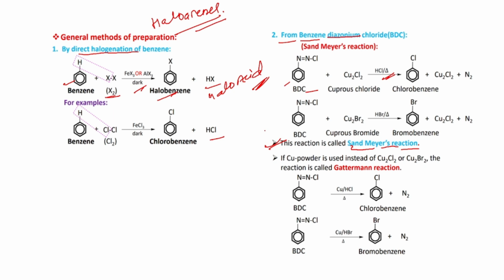So the next one is, if Cu powder is used instead of Cu2Cl2 or Cu2Br2, then the reaction is known as Gattermann reaction. अब if benzene diazonium chloride छ and it is reacted with copper powder in presence of HCl, it gives chlorobenzene and nitrogen gas.